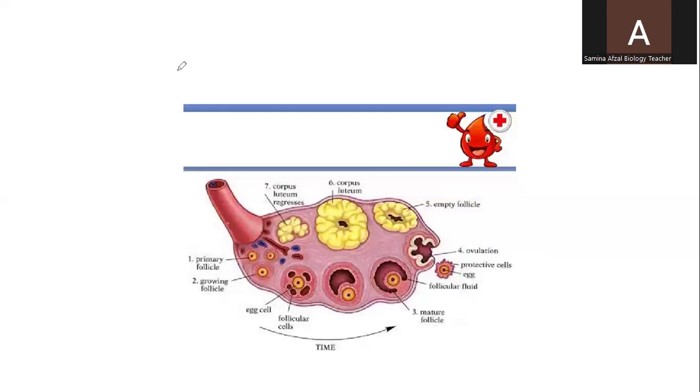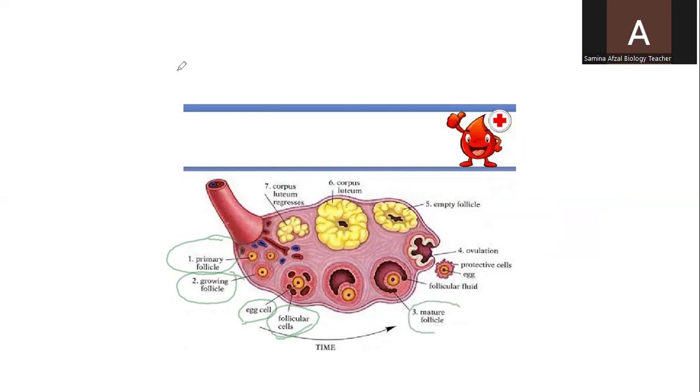That is, if one month the right ovary releases the egg, the next month the left ovary will release the egg. Primary follicles are immature eggs. They start growing, and then there will be maturation. The egg cell is formed, and around the egg cell the follicular layers or follicular cells are there.